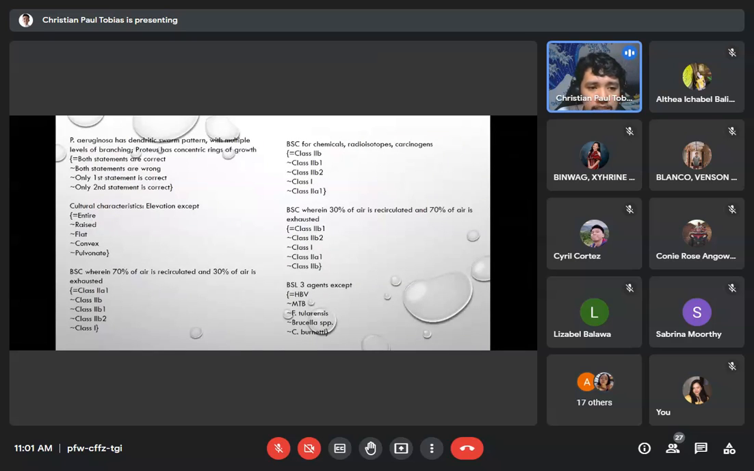Pseudomonas aeruginosa has dendritic pattern, correct? Proteus, concentric rings, correct. Cultural characteristic, elevation, except entire. Si entire kasi is for margin.